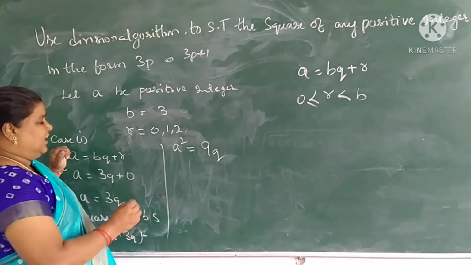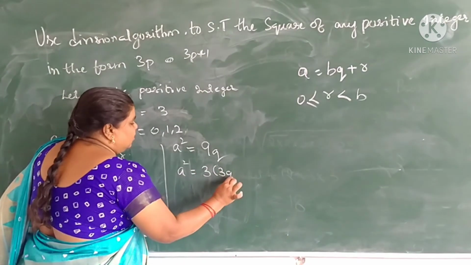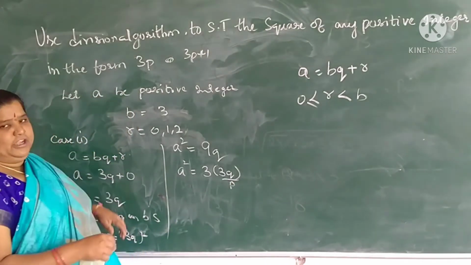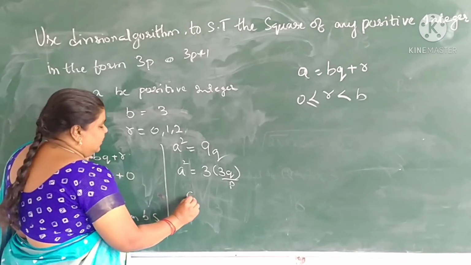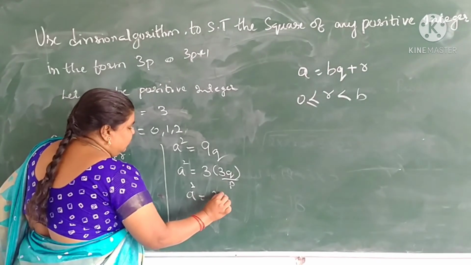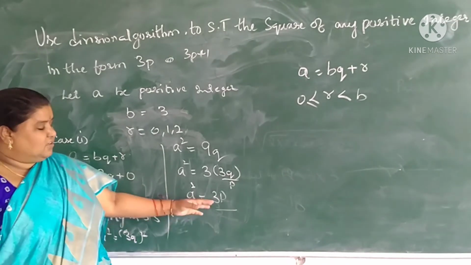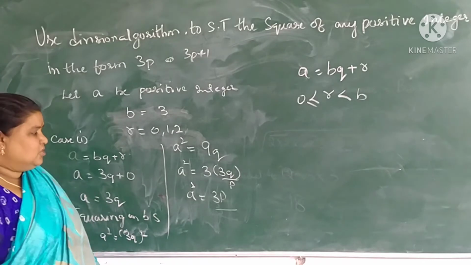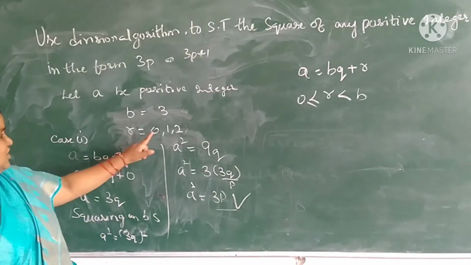So I write this one: a square is equal to 3 into 3q squared. With this 3q squared, I will take it as some p or m or anything. So what happens, a square is equal to some 3p. So by this we can say that a square is equal to some 3p. So it is in the form. So it is correct. Next we have to check for case 2.